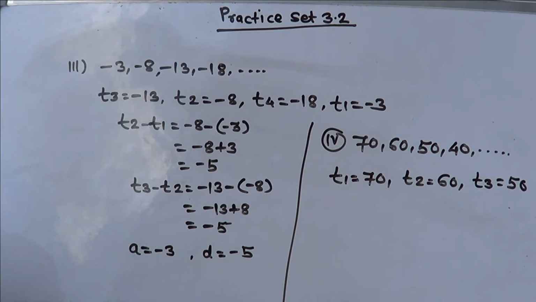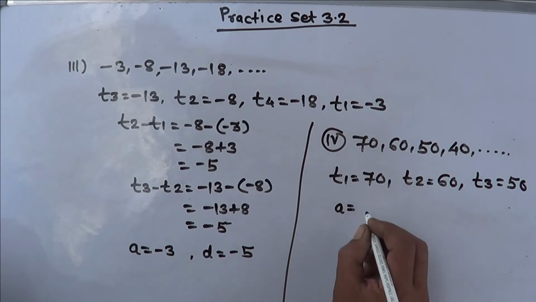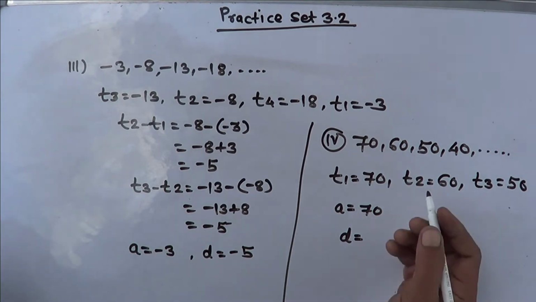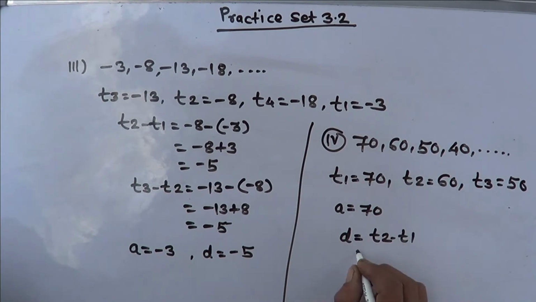Again we have to write A and D. So our A is T1 and that is 70. The value of D will be equal to the difference between two consecutive terms, that we will take T2 minus T1, and this will be equal to 60 minus 70, which is equal to minus 10.